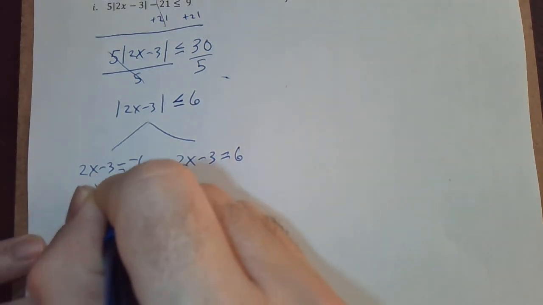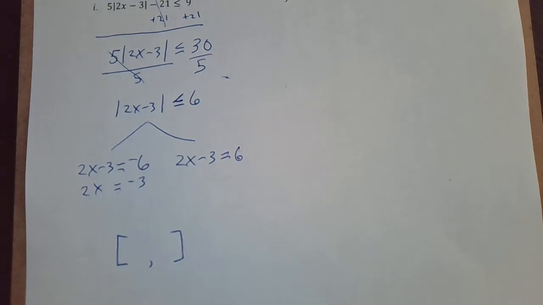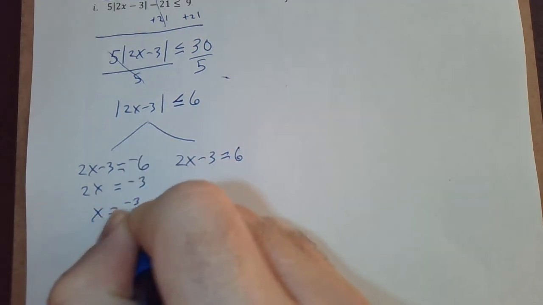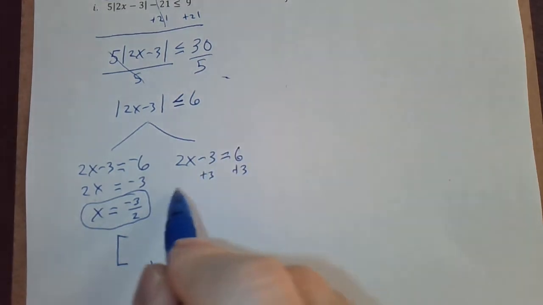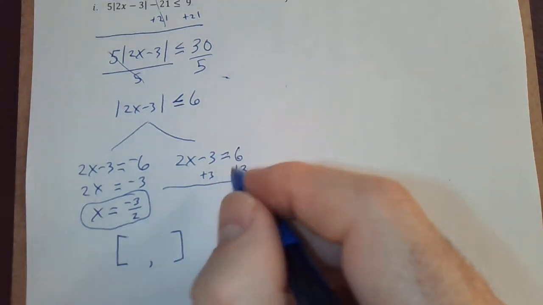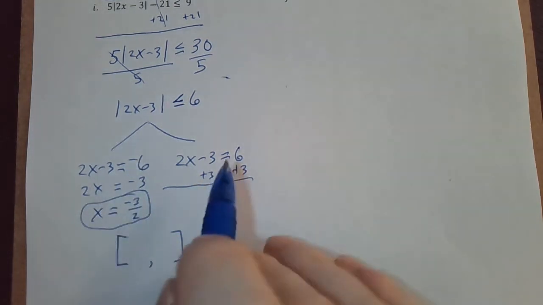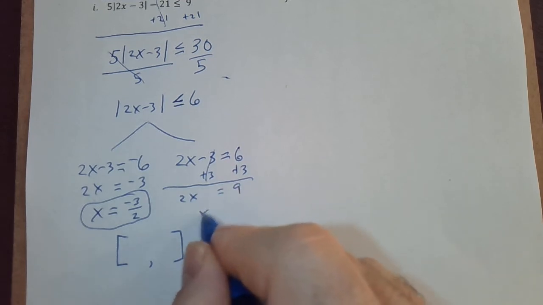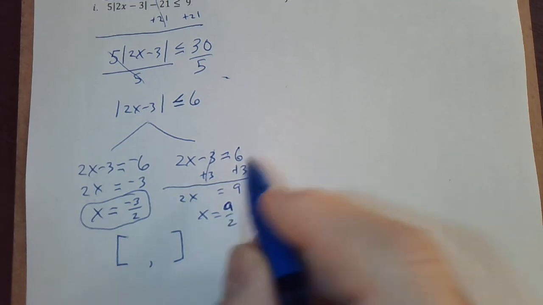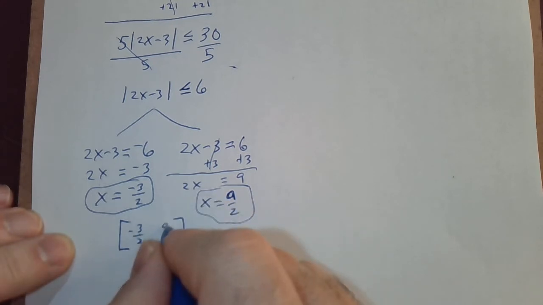So this would be 2x equals what? I'm going to add 3 to get rid of this. Add 3, and we get negative 3. I'm going to divide both sides by 2 to get x, and I get negative 3 over 2. That's one of our magic numbers. On this side, we add 3 to both sides, just like we did before. I added 3 to negative 6 and got negative 3. This time I'll add 3 to 6 and get a positive 9. 2x equals 9, so x is equal to 9 over 2. Those are my two numbers. So negative 3 over 2 goes to the left, and 9 over 2 to the right.